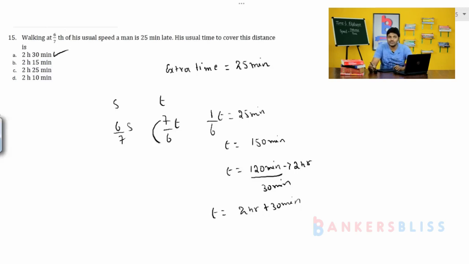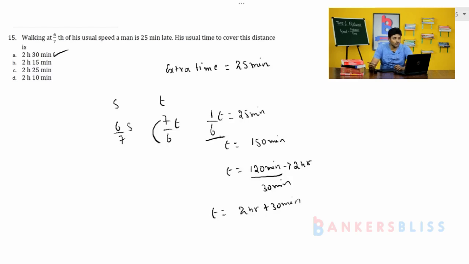See how much time you can save. Inversely proportional to each other. Speed has become 6/7, time has become 7/6. The difference between the numerator and the denominator is 1. Therefore the extra time is 1/6, that is 25 minutes, which they have already given. So after simplification I got 2 hours 30 minutes as the original time taken to cover the distance.